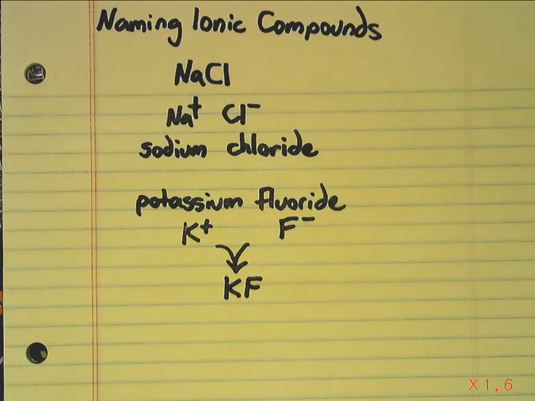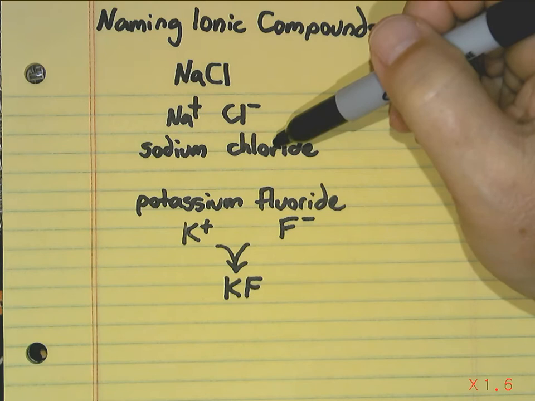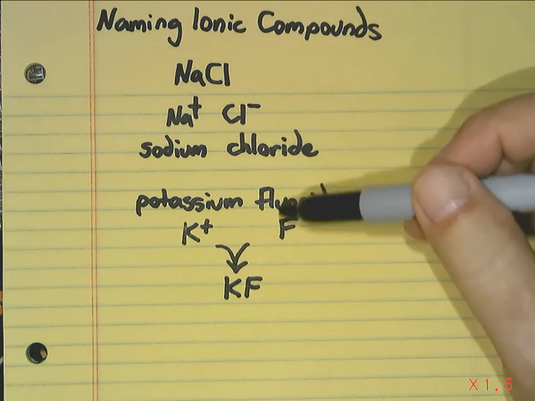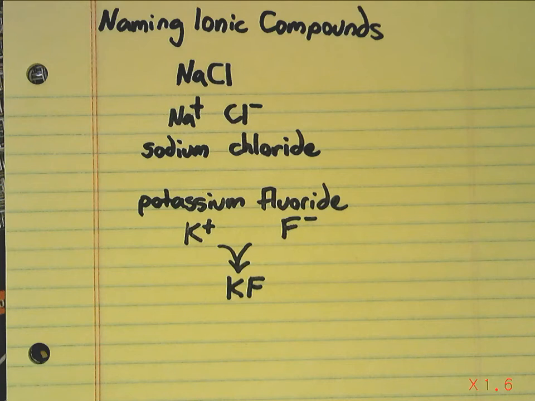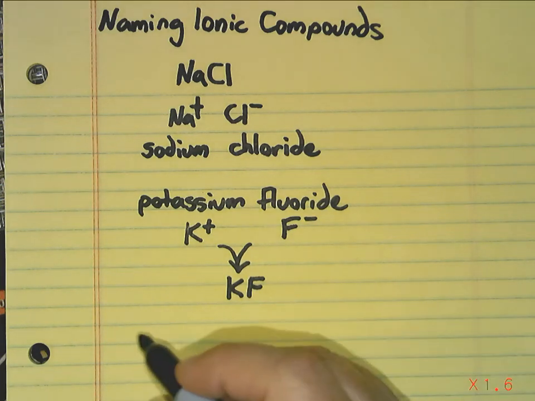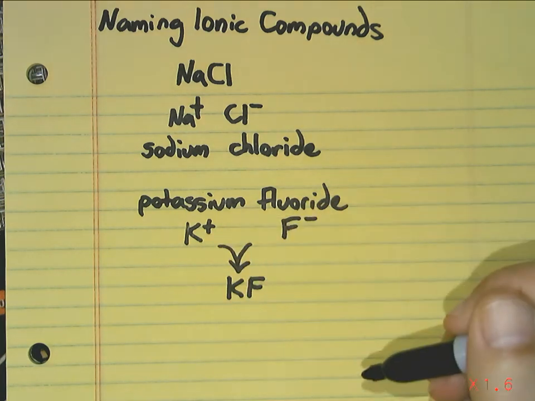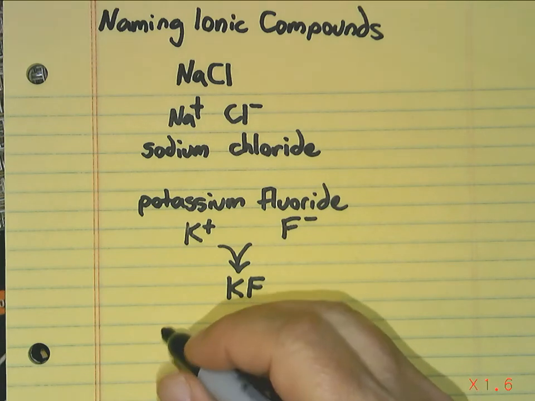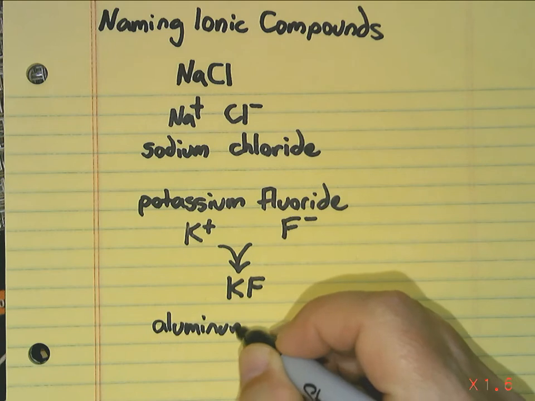Now you need to be able to go both ways. If you're given the formula, you should be able to work out what the name is. And if you're given the name, you should be able to work out the formula as well. Now, what makes this a little bit tricky, not too tricky, but a little bit tricky, is when you've got ions that don't just have the same charge. For example, let's do aluminum oxide.